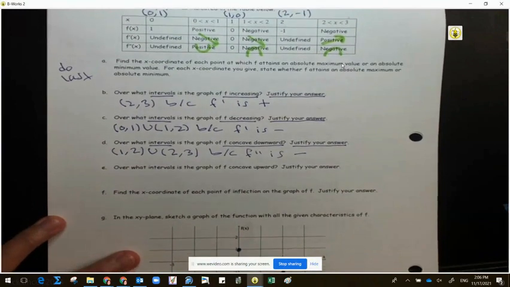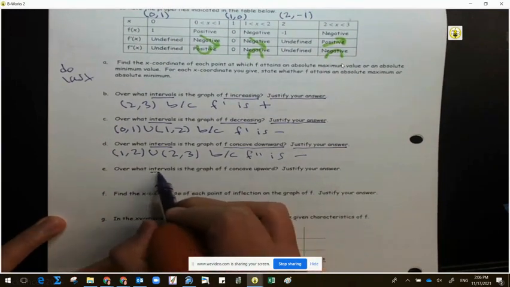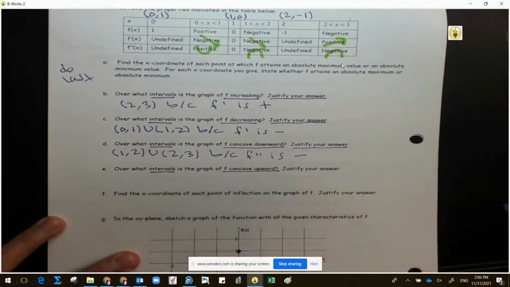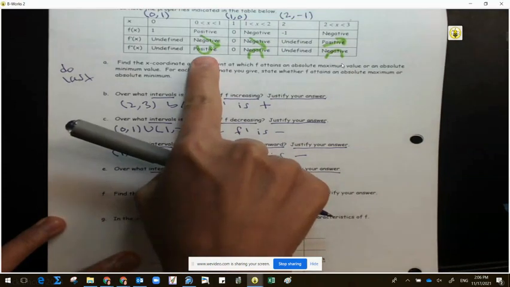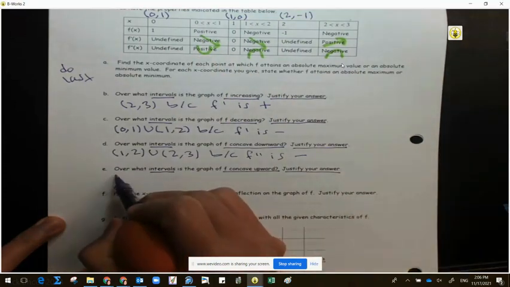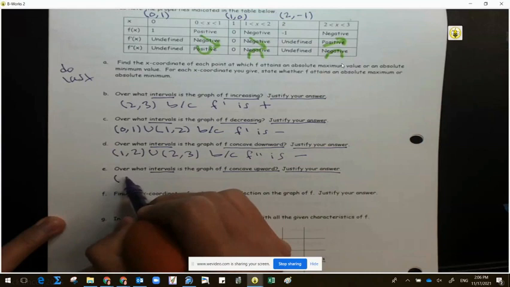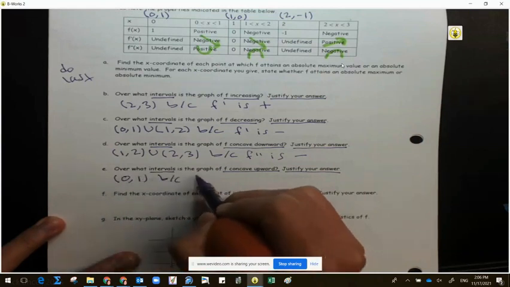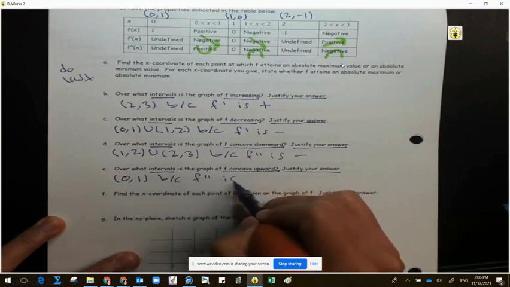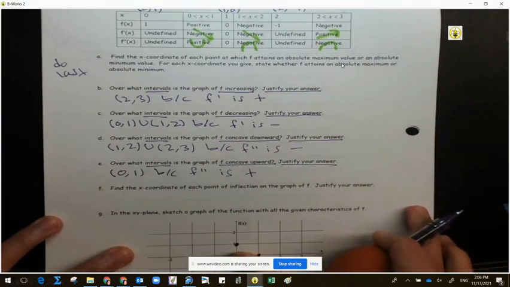And then part E. Ryan, let's read that piece. Over what intervals is the graph of f concave upward? Justify your answer. Concave upward, we've already analyzed. It's when it's positive, and we only have it in one interval. So we have (0, 1), and that is because f double prime is what? Positive.